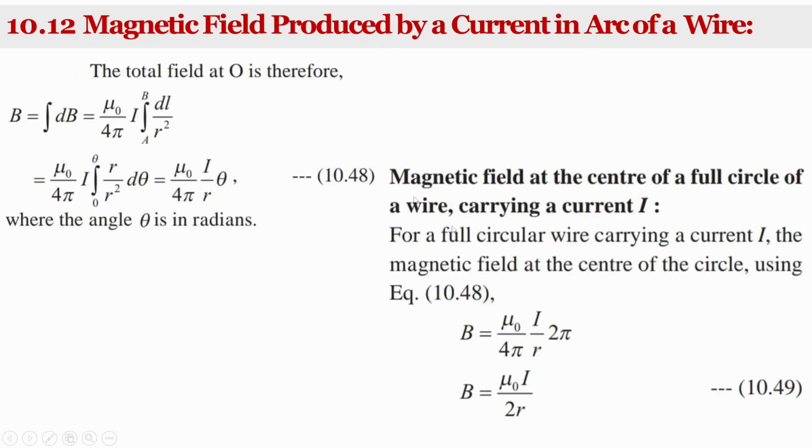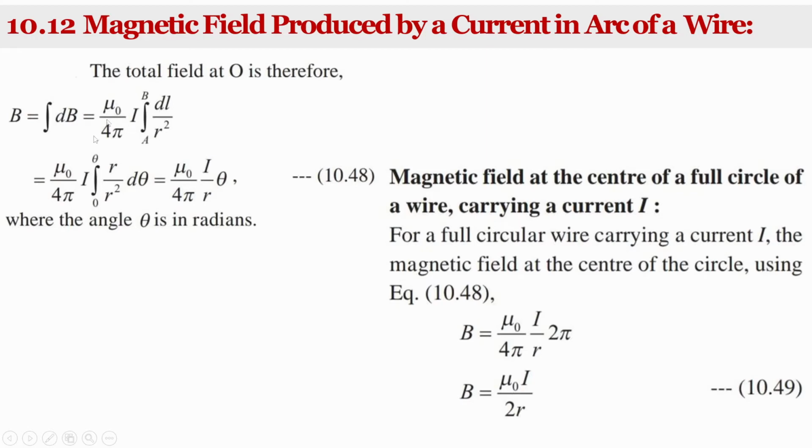While we consider the total field, the magnetic field at point O is B equal to the integration of dB. These are the dB produced due to the small element of length dl. When we add all the lengths, we get the integration of dB, and then we get the total magnetic field. We can substitute the value of dB in that equation. So mu naught upon 4 pi I is constant and taken out of the integration. So we take the integration over the arc from A to B of dl upon r square.